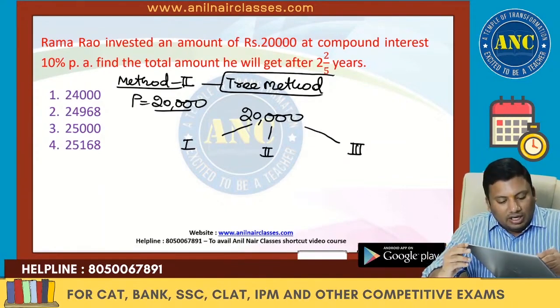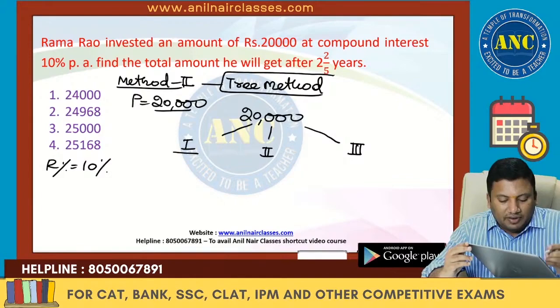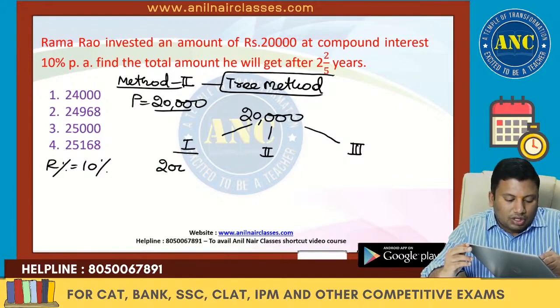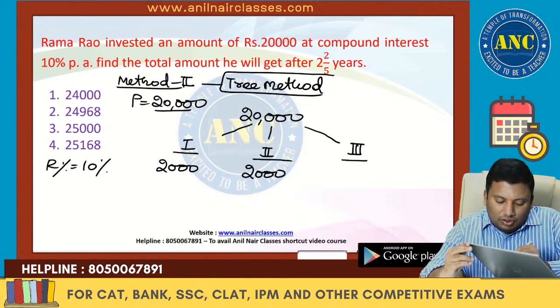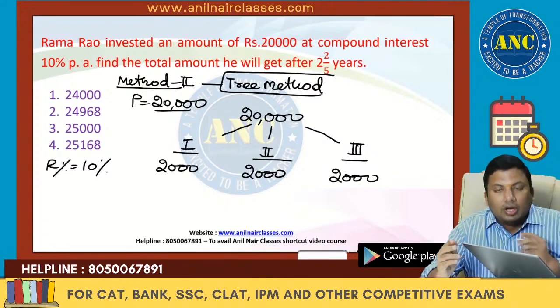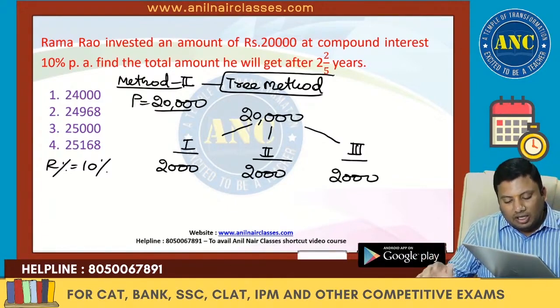First year, what is the rate? Rate R is nothing but 10%. SI for the first year is nothing but 2,000, and for the second and third years it is also 2,000. 10% of 20,000 is 2,000.